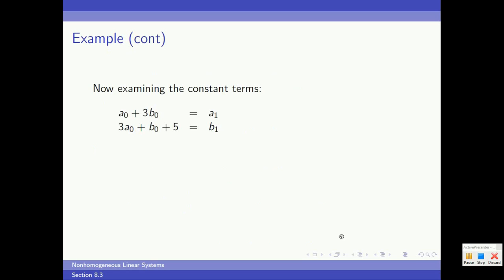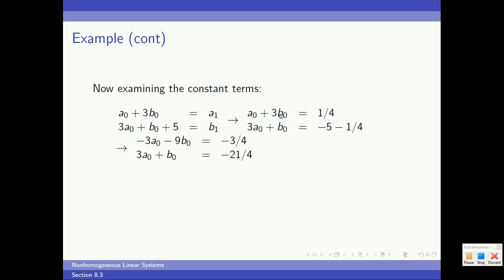And then finally my constant terms, I use that A1 and B1, plug in, move the 5 to the right hand side, have equations in terms of A0, B0, multiply the top by -3. When I do that, I cancel out my A0s, I get an equation for B0, and I can solve for B0. I get B0 is 3/4. Finally plugging back in, I have what my A0 should be.